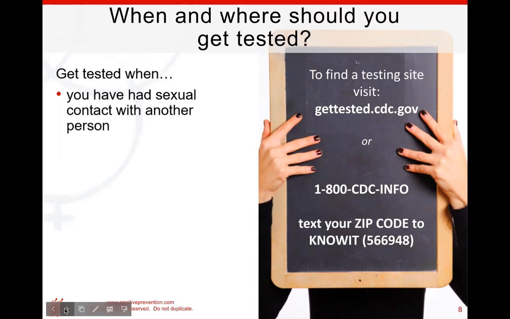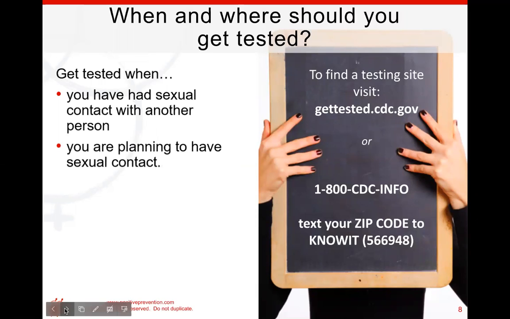For an accurate HIV and syphilis test, you would want to wait at least 3 months before you can get an accurate test, okay?